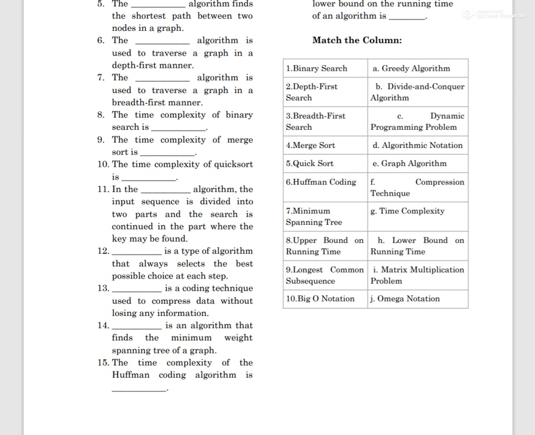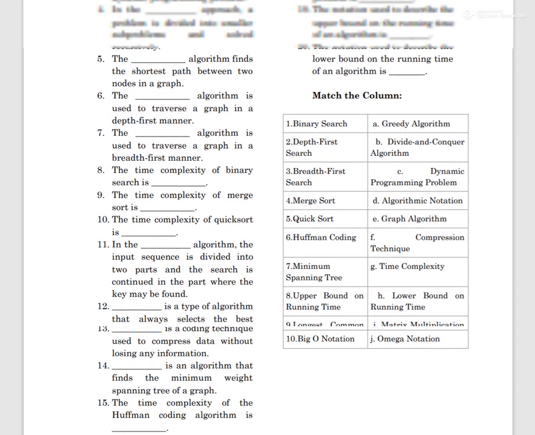Question number 14. Dash is an algorithm that finds the minimum weight spanning tree of a graph. The minimum weight spanning tree of a graph can be easily said by the name of the algorithm, that is minimum spanning tree. Question number 15. The time complexity of Huffman coding algorithm is order of n log n. So the correct answer here is order of n log n.